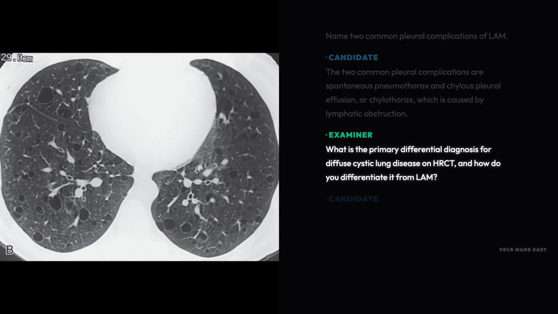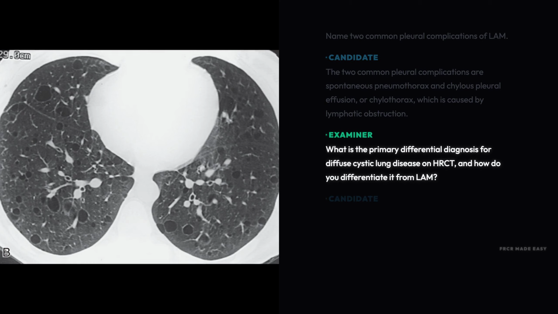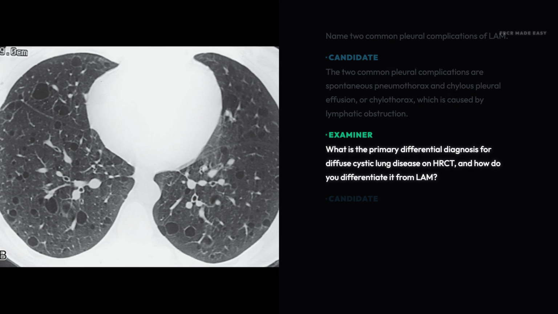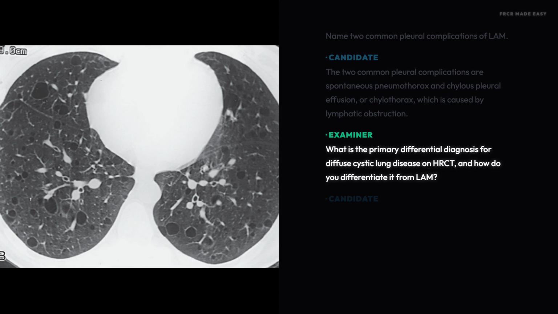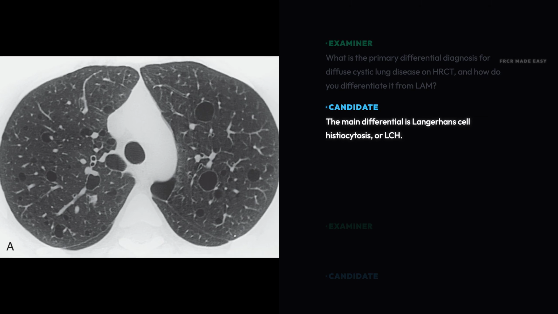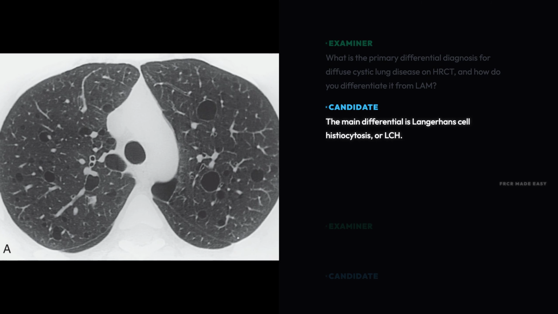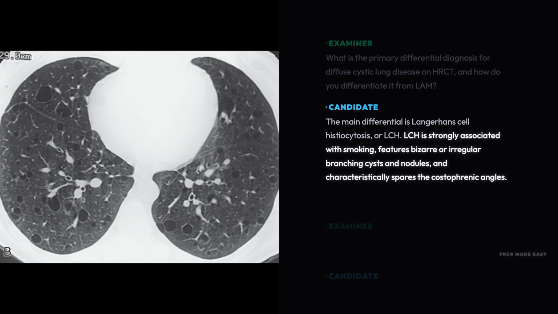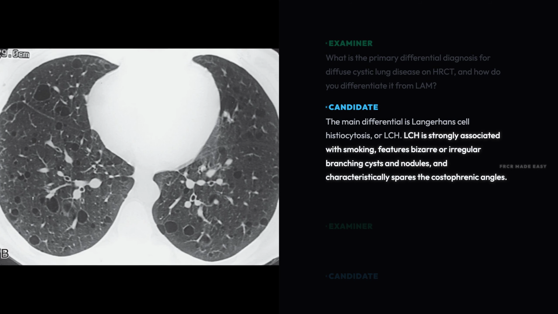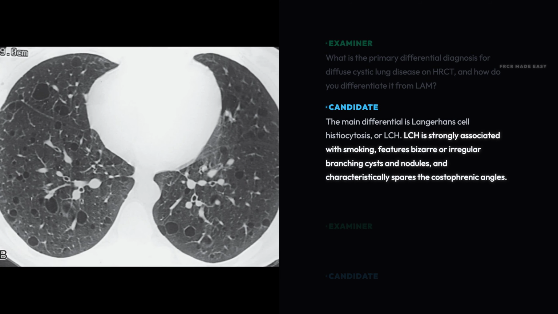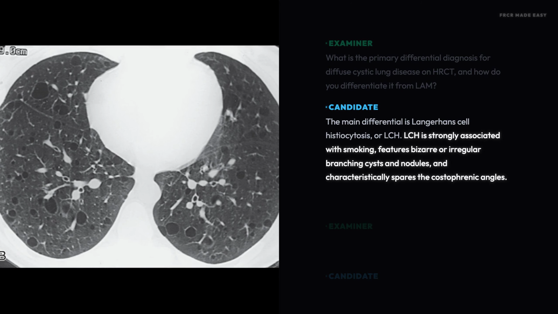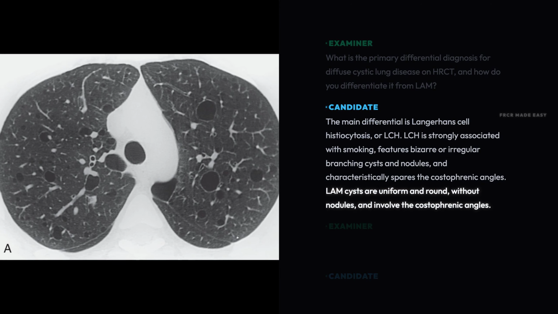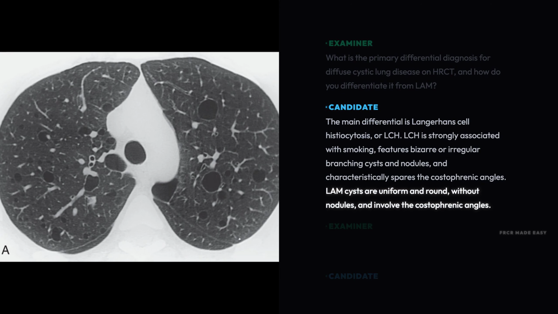What is the primary differential diagnosis for diffuse cystic lung disease on high-resolution computed tomography, and how do you differentiate it from LAM? The main differential is Langerhans cell histiocytosis, or LCH. LCH is strongly associated with smoking, features bizarre or irregular branching cysts and nodules, and characteristically spares the costophrenic angles. LAM cysts are uniform and round, without nodules, and involve the costophrenic angles.